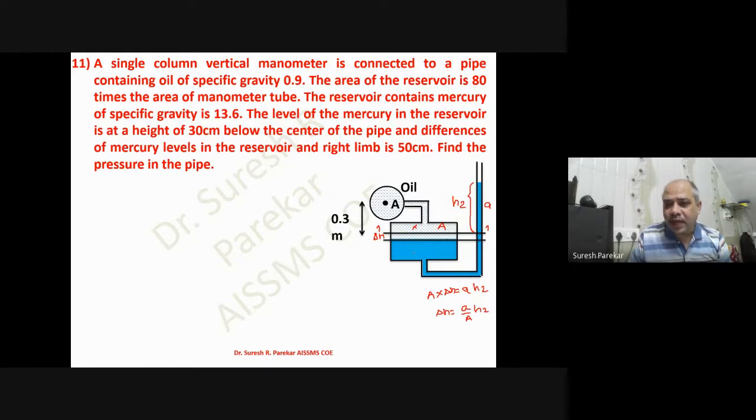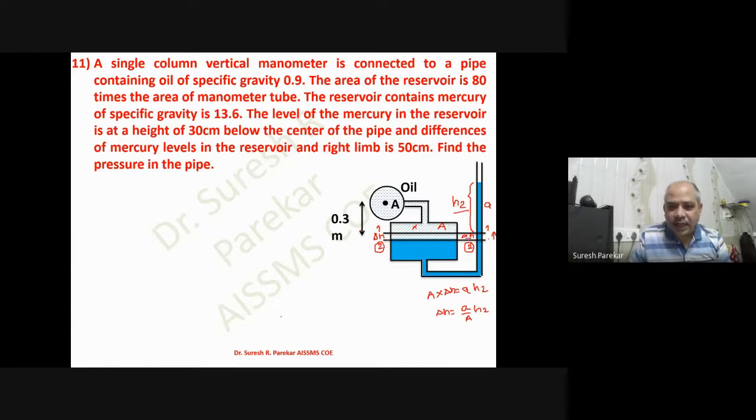Now we are at this position and we are going to write the equation with respect to 2. What will we get on the left limb? We have PA plus rho g into 0.3 plus rho g into this delta H, which is on the left limb. If I go to the right, we have to go above this. We have the same at this level, so again this delta H. So we have rho g of mercury into H2 plus delta H.